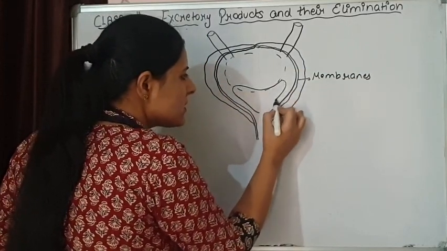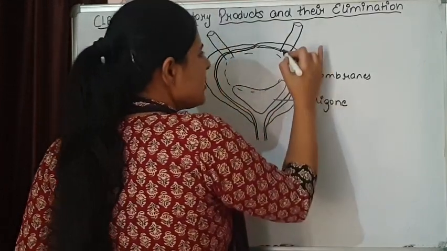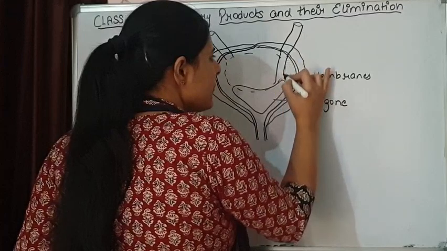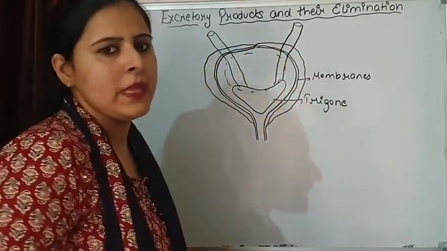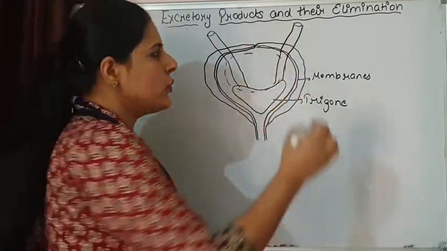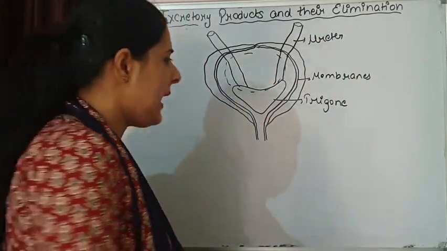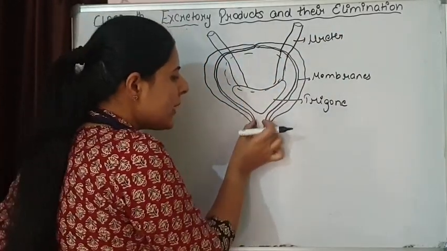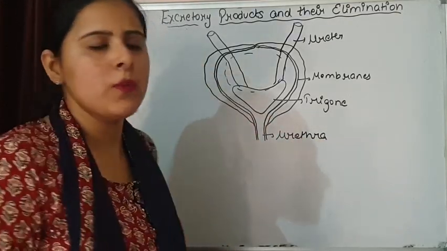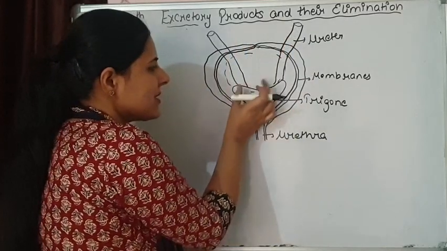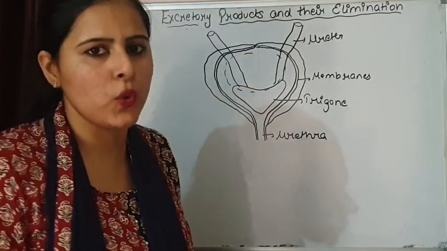Over here, a triangular structure is formed that is known as trigone, and this structure is formed because of the 3 tubes that are coming. On the upper side, 2 ureter are coming into the urinary bladder, and if we see the lower side, one tubular structure, that is urethra, is moving out. Because of the three tubular structures, a triangular structure is formed over here, and that is known as trigone.